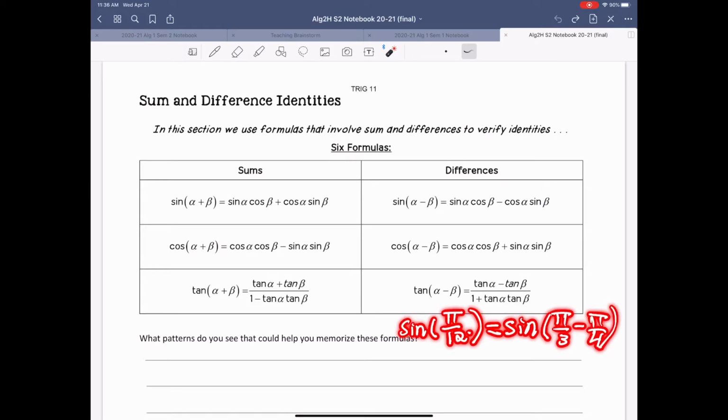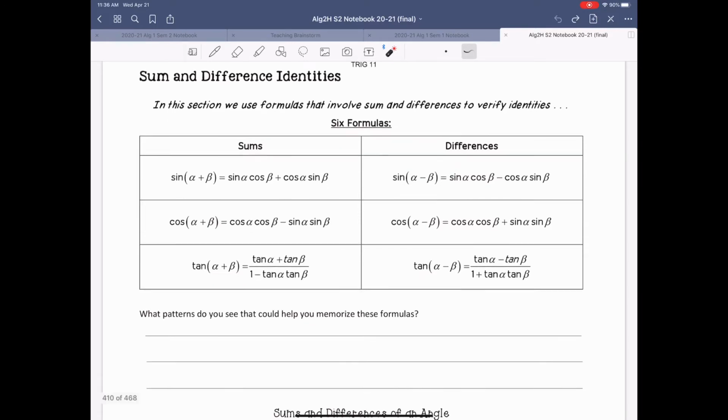And since I know how to evaluate trig at these 2 special angles, I could easily plug in these angles for alpha and for beta, all right? So once again, it is useful to help us simplify expressions. Now, what are some ways that we can memorize these formulas?